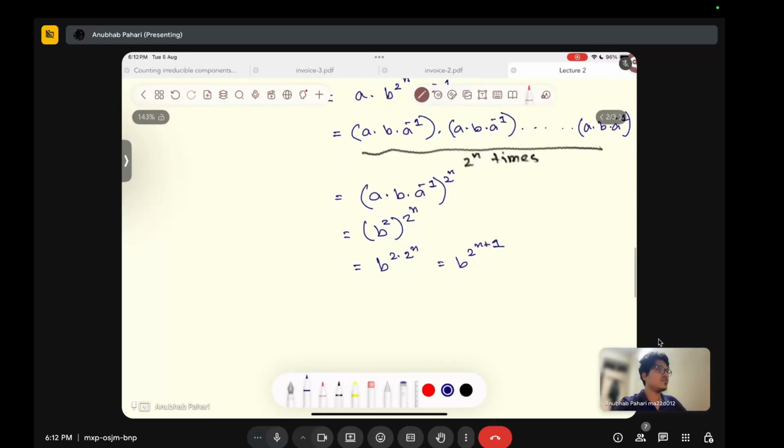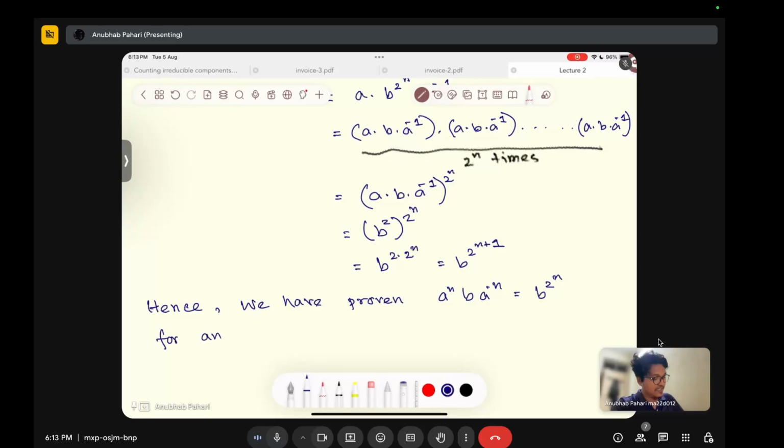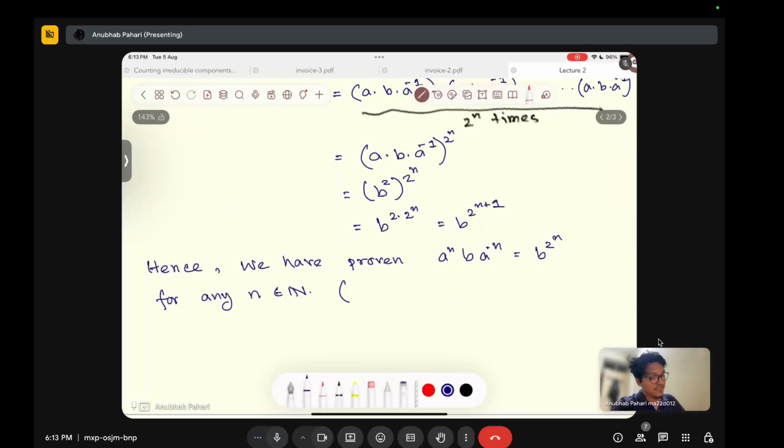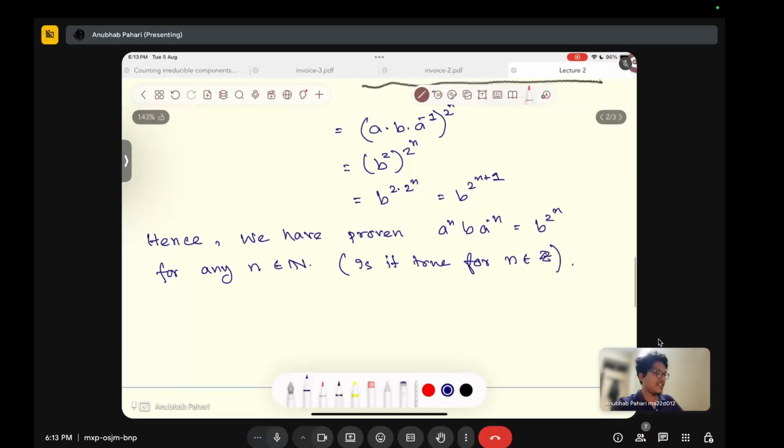So hence we have proven a to the power n b a to the power minus n should be b to the power 2n for any n belongs to N. Because, is it true for n belongs to Z? That might be a little trickier, but I encourage you to try this for yourself.